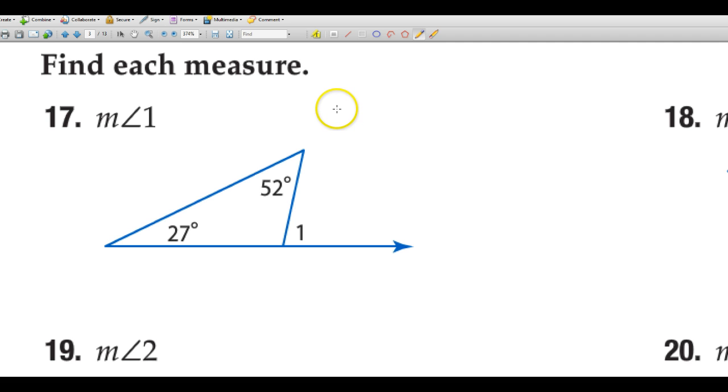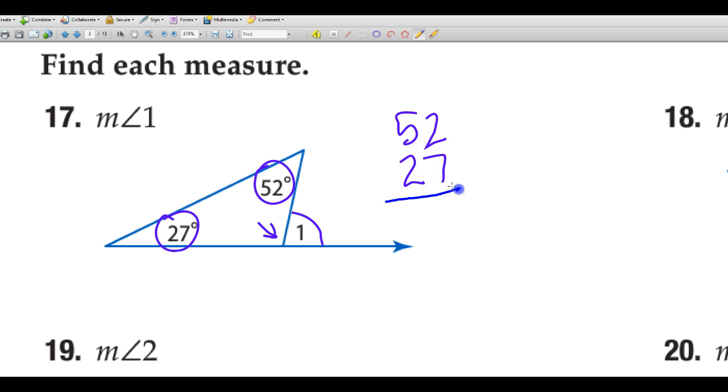For number 17, we'd apply the exterior angle theorem. Since angle 1 is an exterior angle, it will be equal to the sum of the two remote interior angles. So this angle is the adjacent interior angle. These are the two remote interior angles. So if we add those two together, we would get the measure of angle 1, which is 79 degrees.